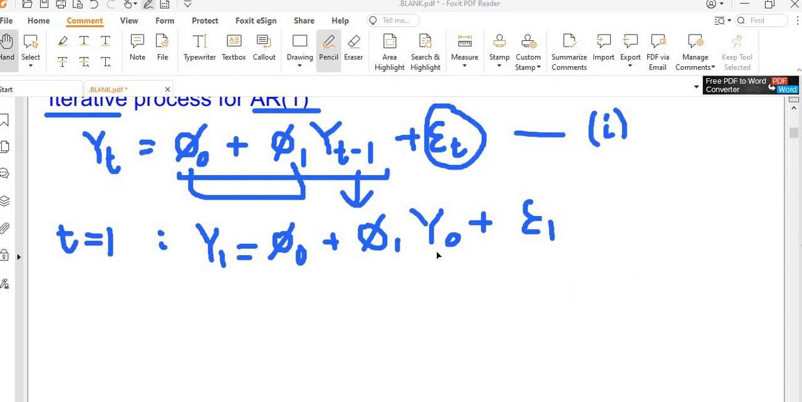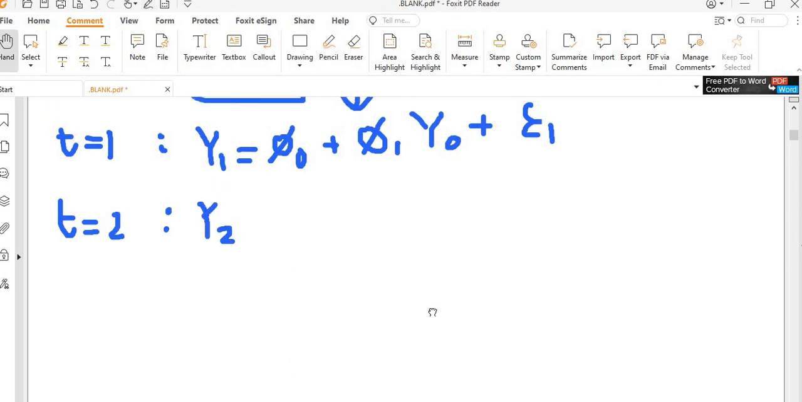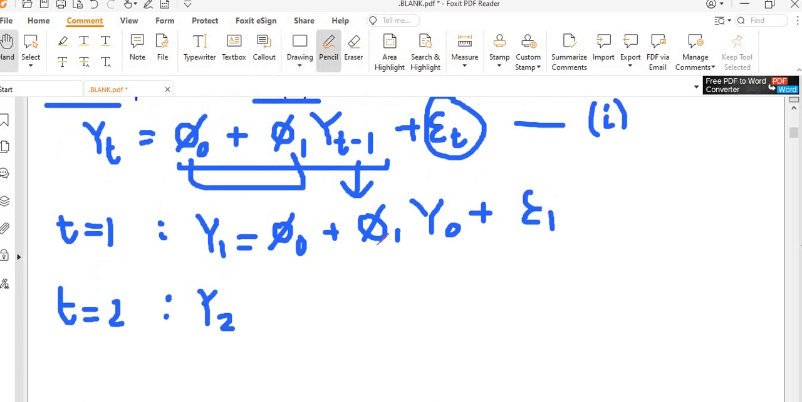Again, we put t equal to 2. Herein lies the iteration. We are doing the same thing, but this time we are going to put t equal to 2. There's just a slight manipulation of the action, otherwise it's the same action being repeated again. So you have y2. You put t equal to 2, so you put y2. Then again, this is a time independent constant, so you put phi naught plus again a time independent constant phi 1.